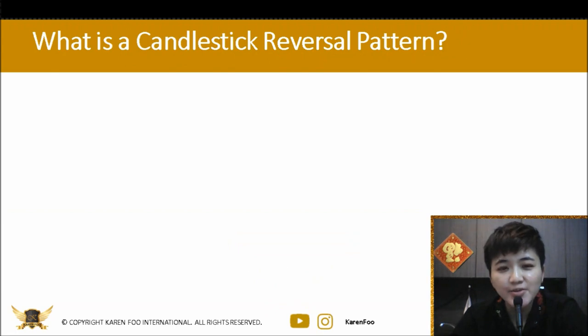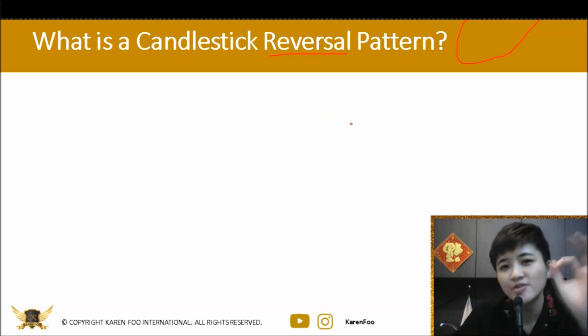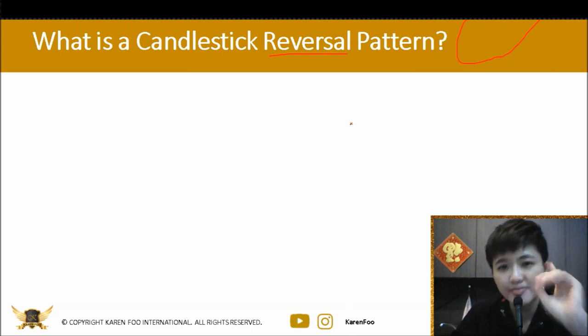So first thing first, what is a candlestick reversal pattern? As the name suggests, when something reverses on you, it means it makes a U-turn, okay? So the good thing is, before the market reverses, it's gonna give you a couple of signals telling you, hey guys, we are gonna U-turn. It's not guaranteed, but there's a high probability that's going to U-turn. So if you're already in a trade, you better get out.